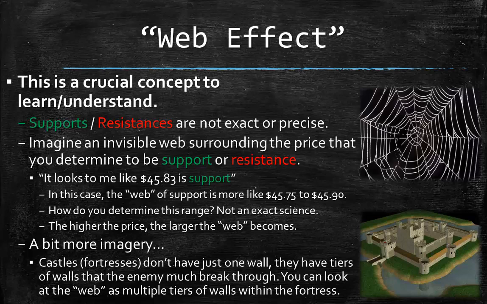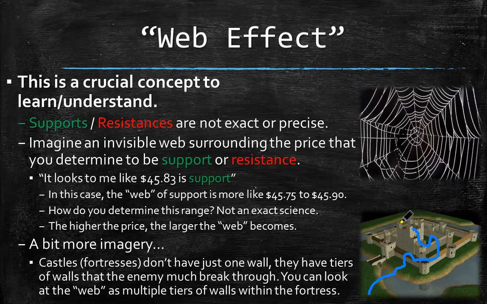So a bit more imagery here, going back to castles or fortresses. They just don't have one wall. They have tiers of walls that enemies must break and break and break until they finally claim everything. So just look at the web as multiple tiers of walls within a fortress. Attackers think: okay, first we've got to get across the moat. Then we've got to battle across this wall. Then we've got to battle across this wall. Then we've got to try to climb up here. There are multiple areas in the web, multiple sequences, before finally breaking through and considering it a full breakout.